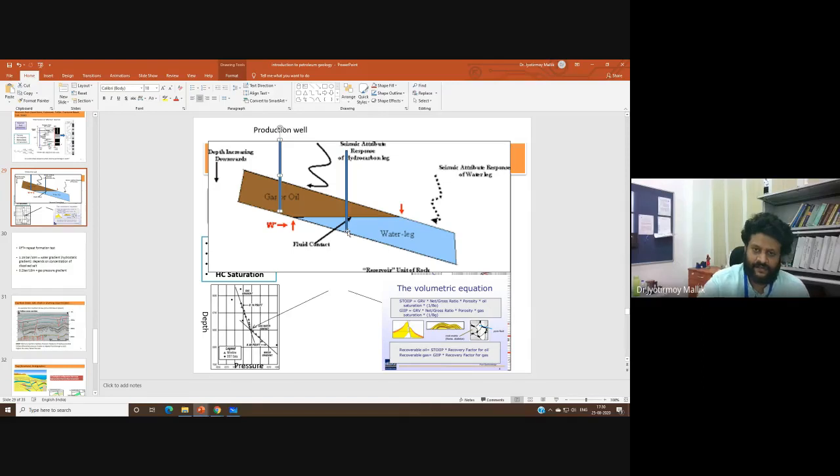So what will I do? This is a production well. This cannot be a production well, and we should actually put the injector well here. So this is where I will put my injector.